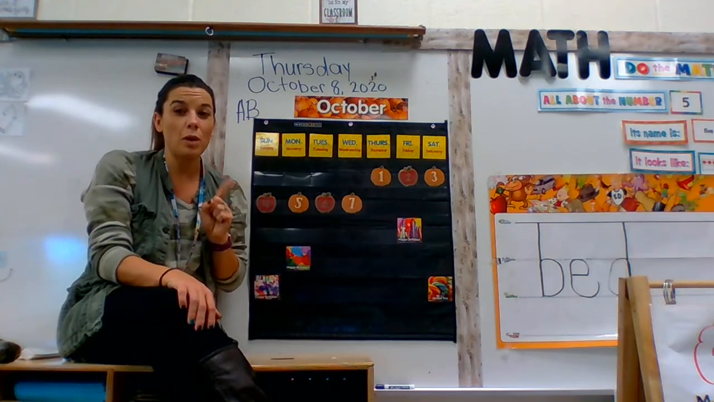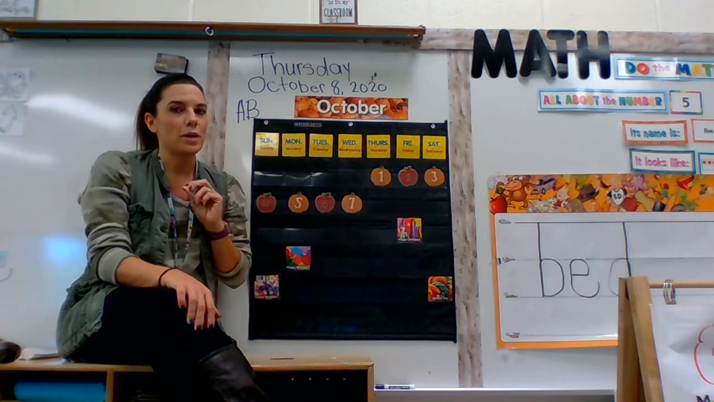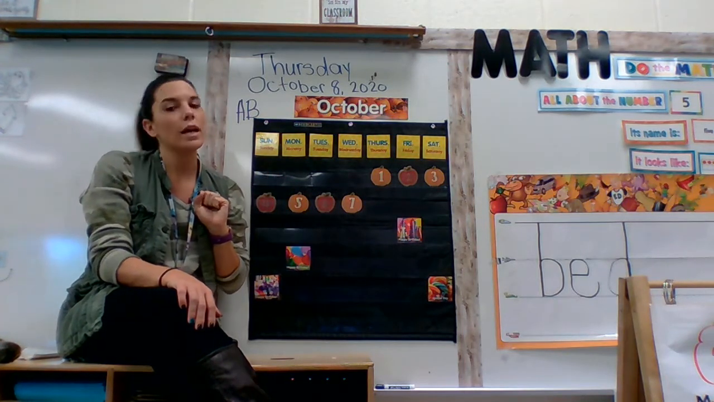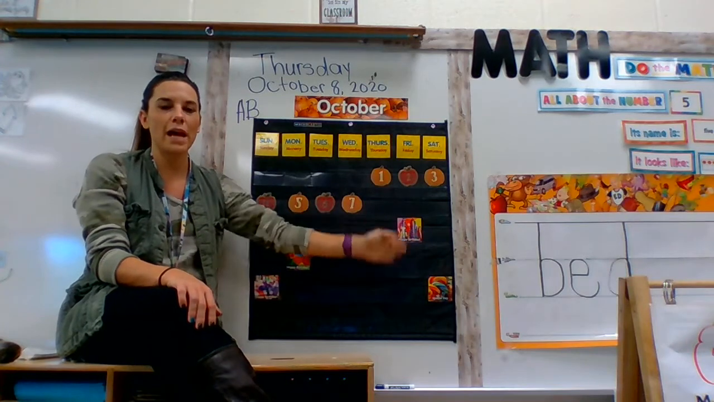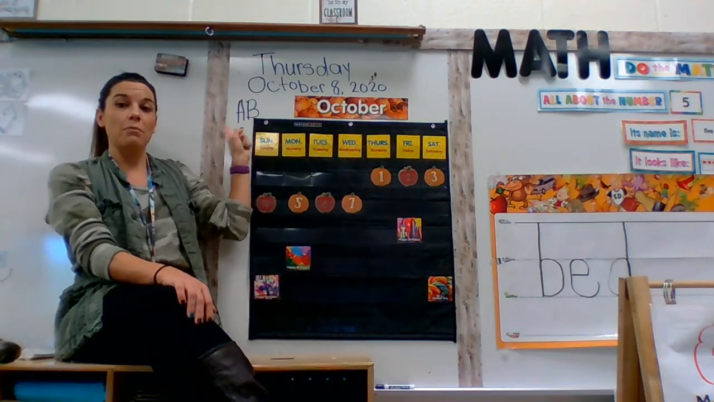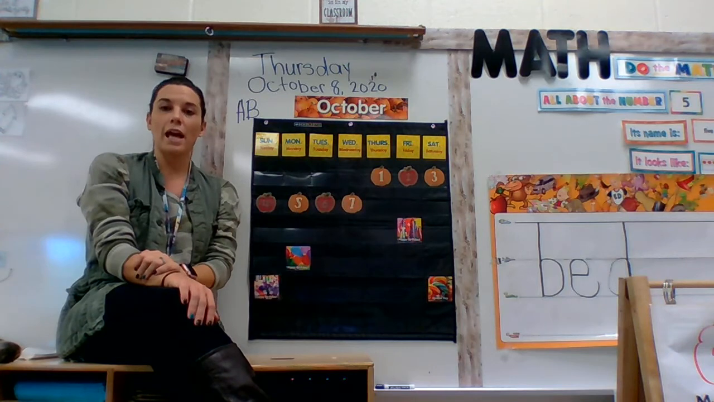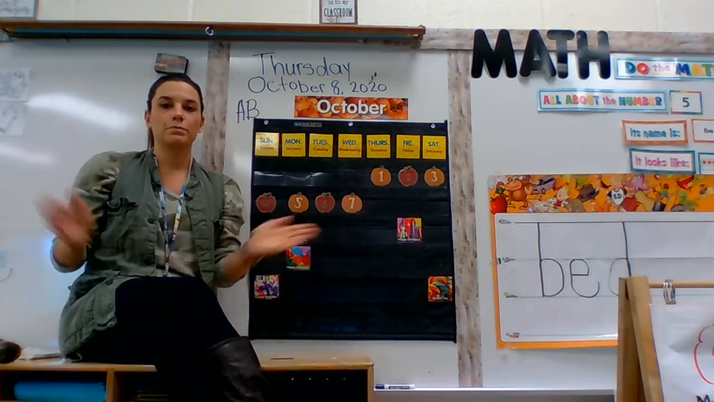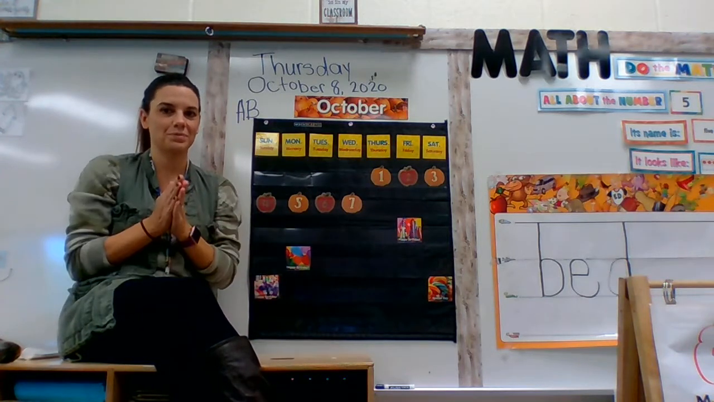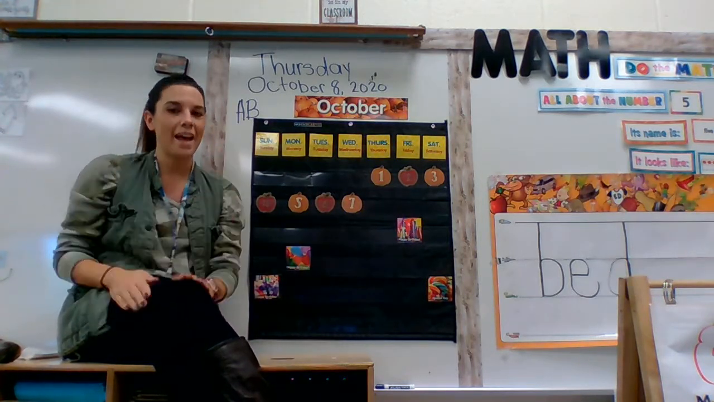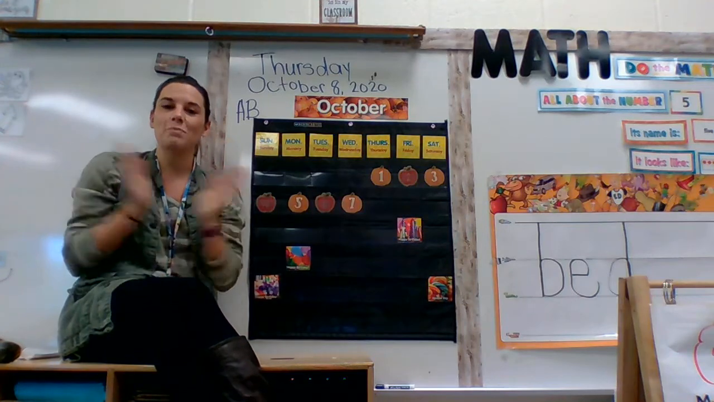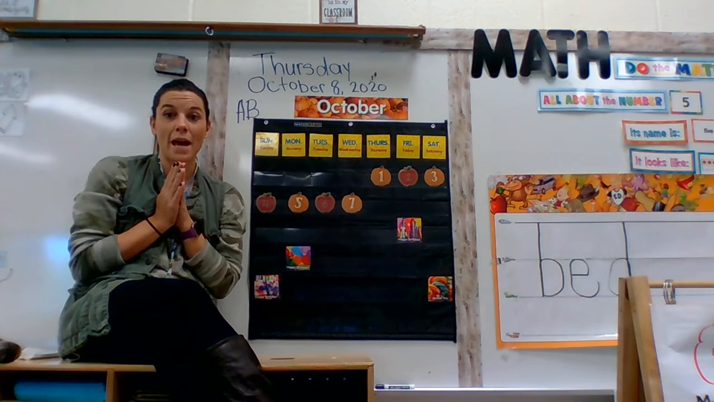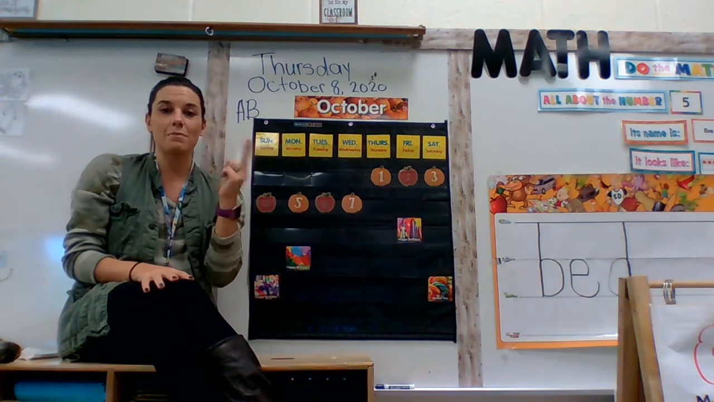So now that we know what number is going to go there, remember we have to figure out, are we going to use a pumpkin or an apple? Because remember, we're working on patterns. We did an AB pattern this month. An AB pattern, like yesterday, do it with me. AB. That's an AB pattern. Two things that are repeating themselves.